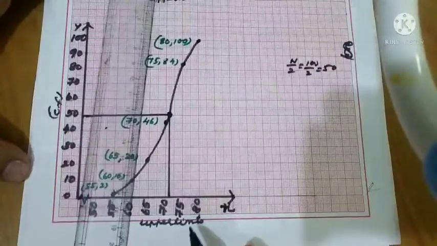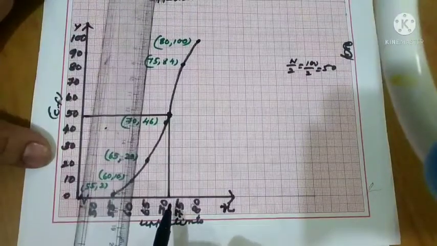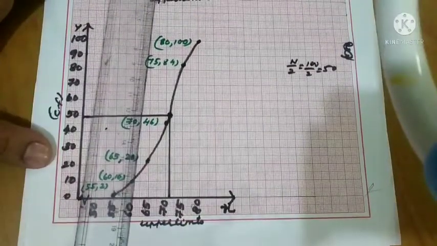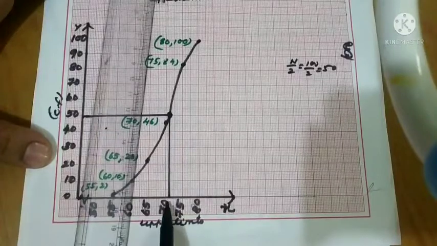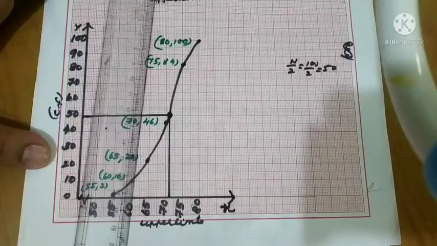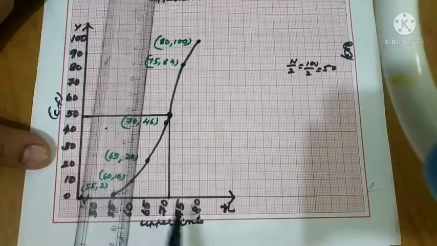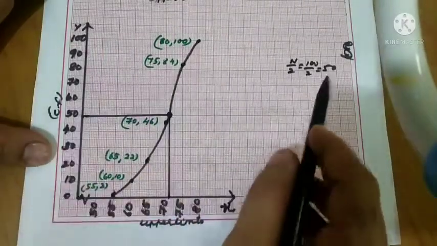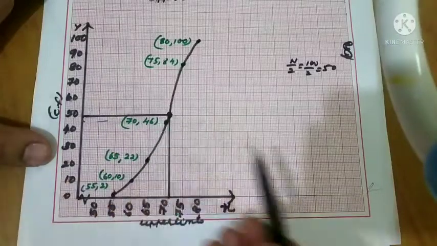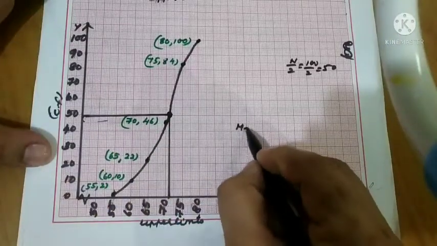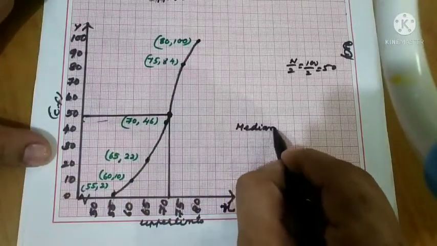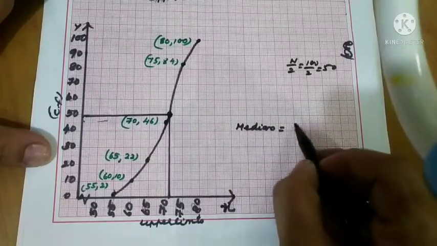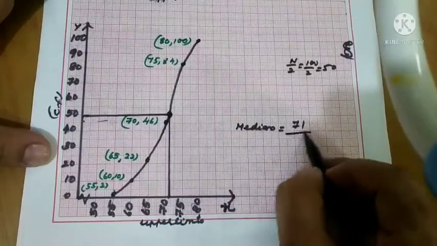It is almost the second line only. So the second line means it is 71. So between 70 and 75, 71 is the median. The x value is our median. So from this also we can calculate. What do we have to do? Take n by 2, and from the n by 2 we have to draw to the curve. So the median from the graph using the less than ogive is equal to 71.